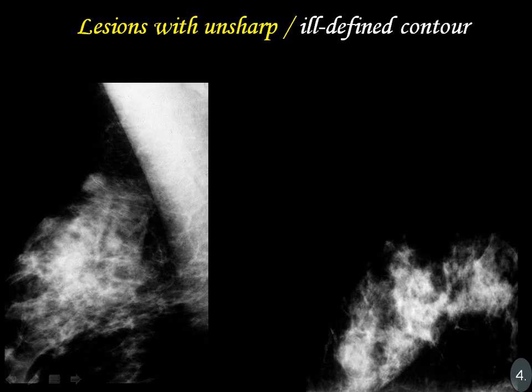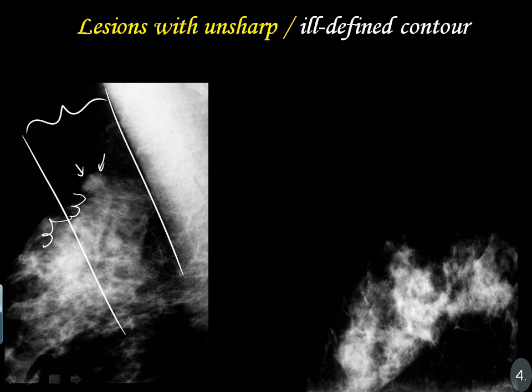Here is an example. At the ominous area where most of the breast cancers occur, we see a low-density lesion with the convex contour. All the other contours of the fibroglandular tissue are concave.